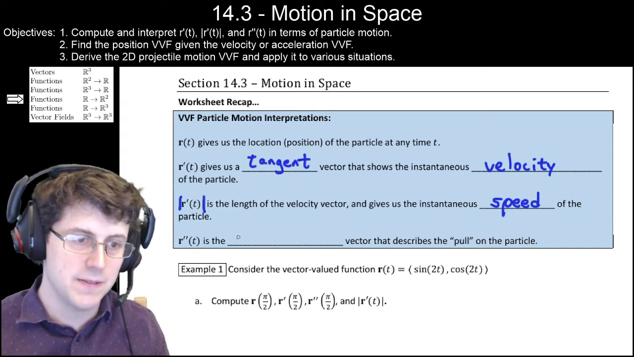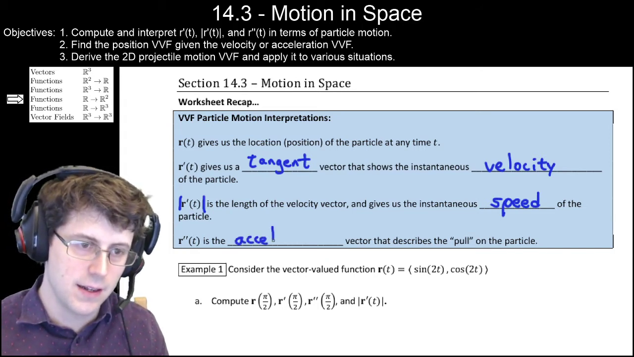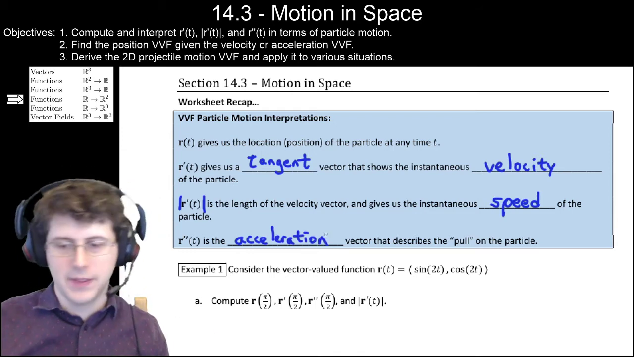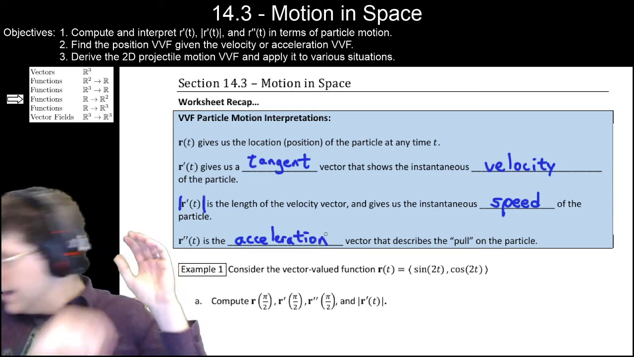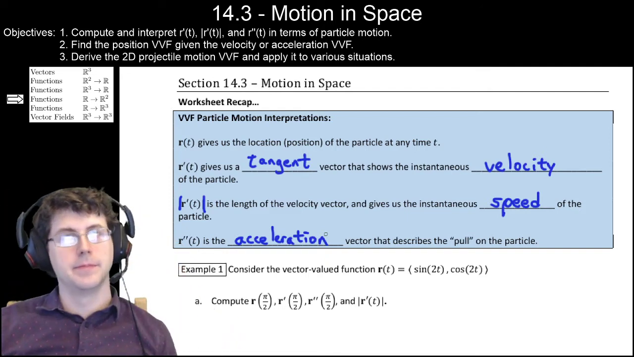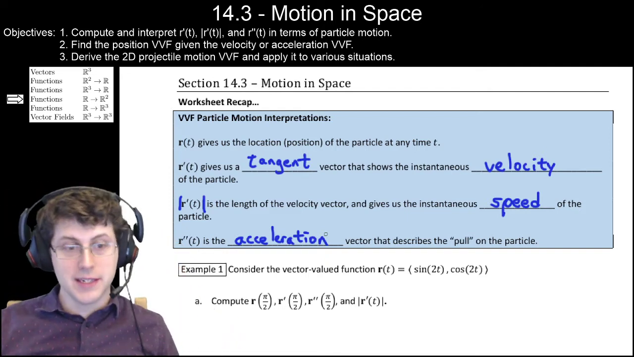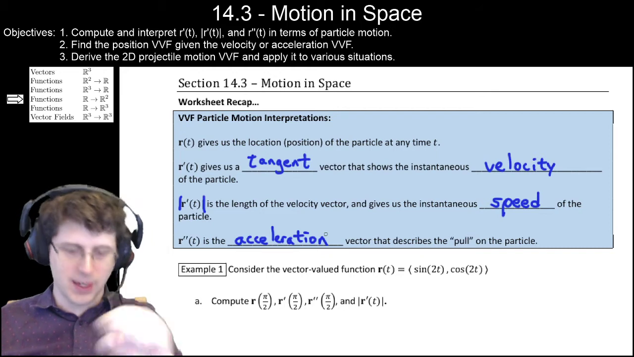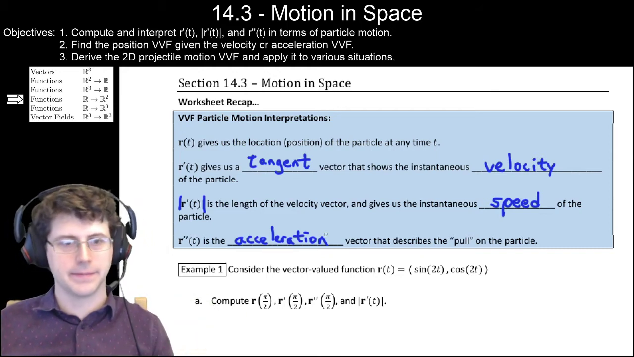Then r double prime of t is the acceleration vector. You can think of the acceleration vector, I mean, if the object has mass 1, you can think of this as a force vector, whatever mass 1 means. But you can think of the acceleration vector as like pulling the particle around.